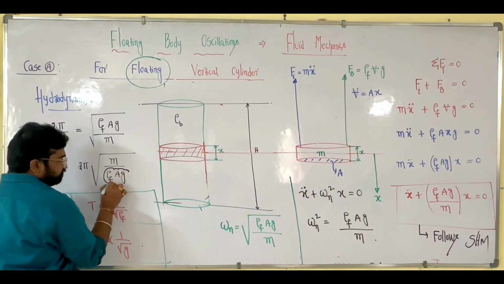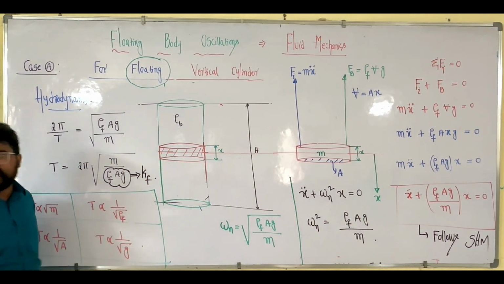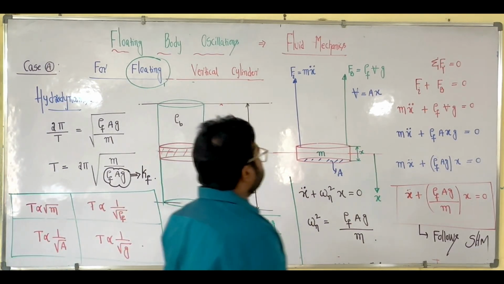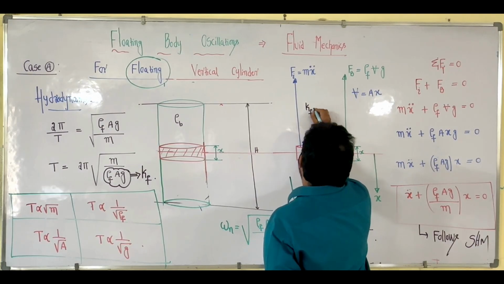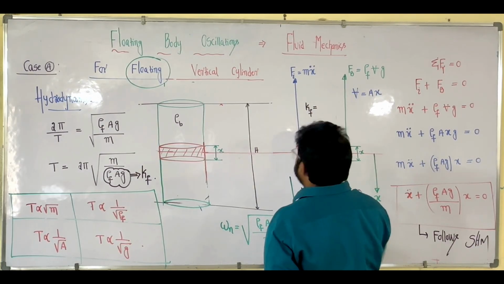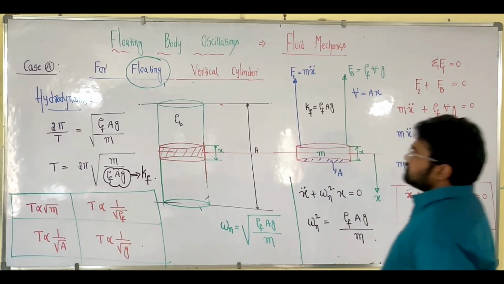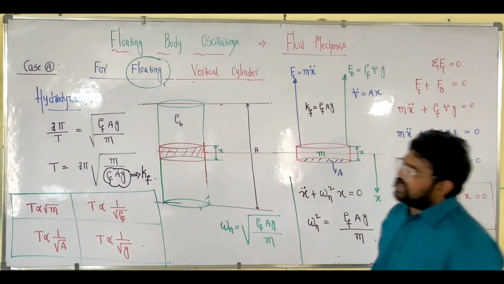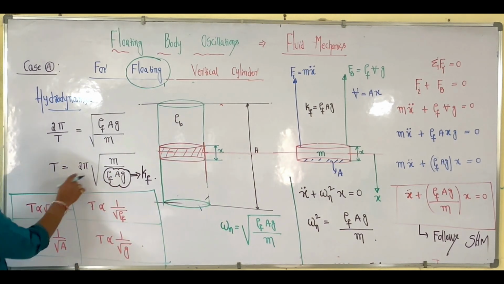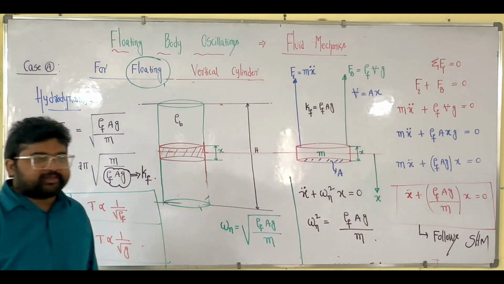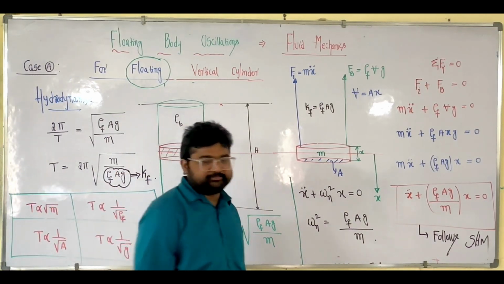So we can write it as the stiffness of the fluid, K fluid. Kf equals density of the fluid into A into g. So we need to convert into a spring mass system. What is the time period of oscillation? For a spring mass system, T equals 2 pi square root of m by k. In floating body oscillations, K fluid will come.